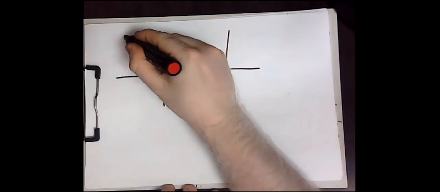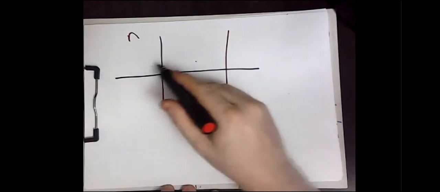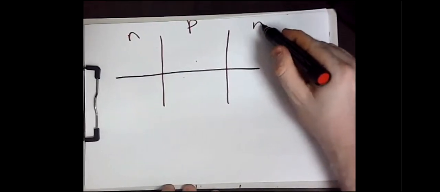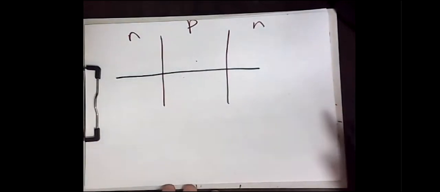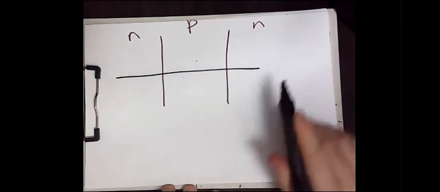We have a source, which is an N-type. We have a channel, which is a P-type. And we have a drain, which is an N-type. So what we are going to plot now is an NPN junction.